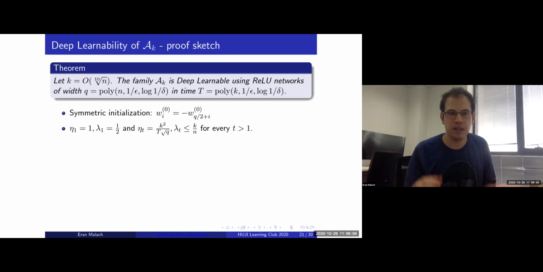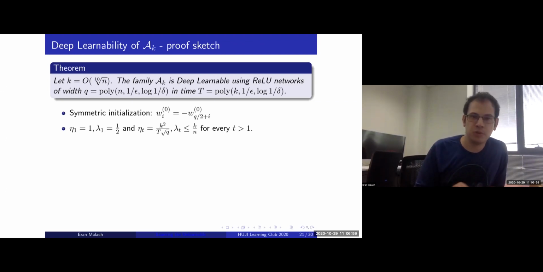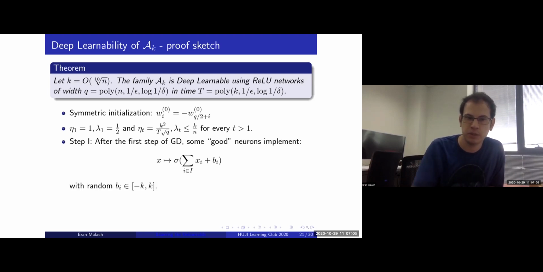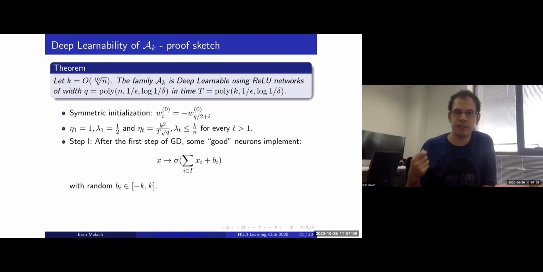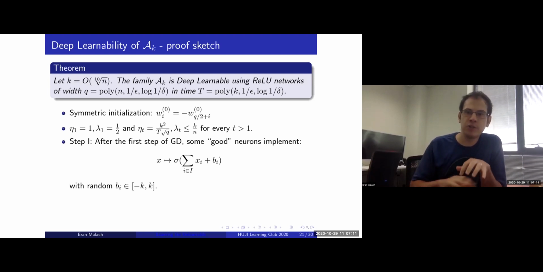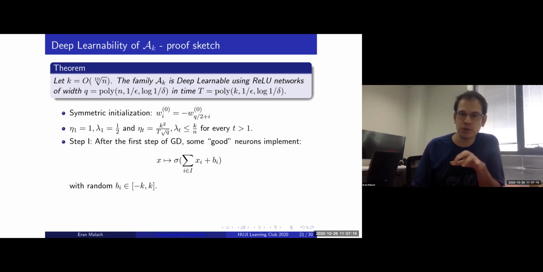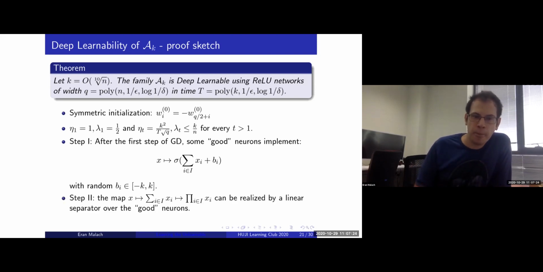We have some assumptions on the initialization, the choice of the learning rate, and the regularization. I wouldn't get too much into the details. What we basically show is that the first step of gradient descent would learn to ignore all the irrelevant bits and focus only on the relevant bits. So we'll have some neurons that really zero out all the irrelevant bits of the parity and really focus on the relevant part of the parity.